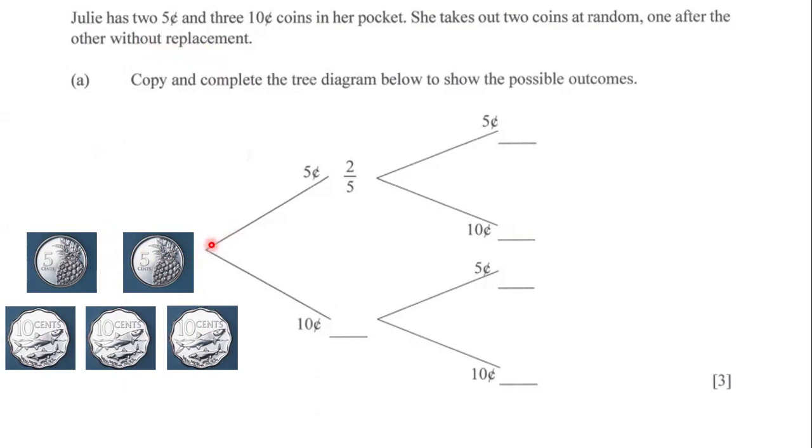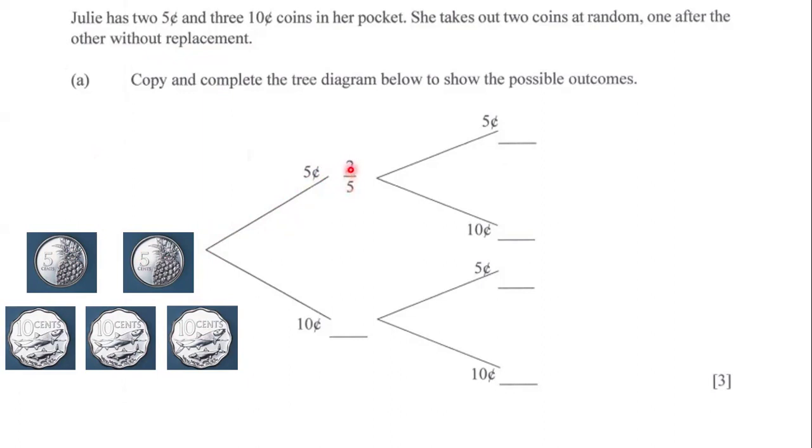So what is the probability of her getting a 5-cent the first time? Remember, she takes 2 coins out, one after the other. So the first time, what is the probability of her getting a 5-cent? Well, there are 1, 2, 3, 4, 5 coins altogether, so 5 will be the denominator. And there are only 2 5-cents. And so that means the probability of her getting a 5-cent would be 2 over 5.